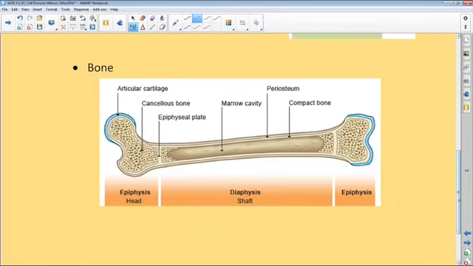Now you're going to learn about the skeleton this year. When we look at the organ systems, you're going to look at a skeleton, and in the skeleton, you're going to look at what a bone looks like. You're going to learn this later on, but I just want to show you that in your bone, you have these little areas over there, right? They are called epiphyseal plates.